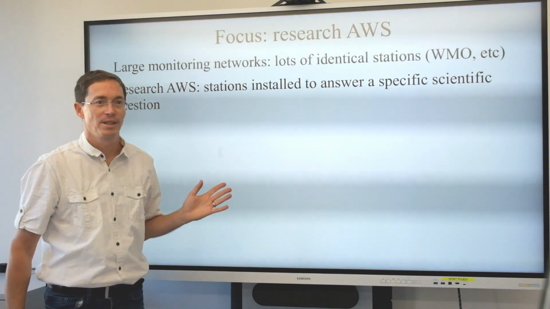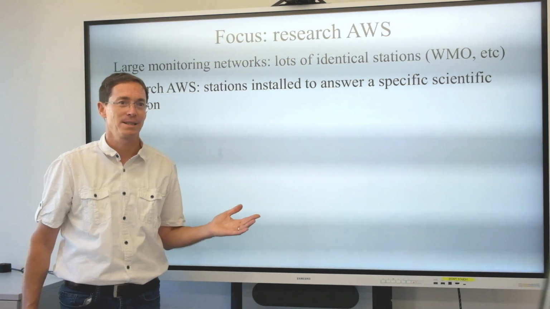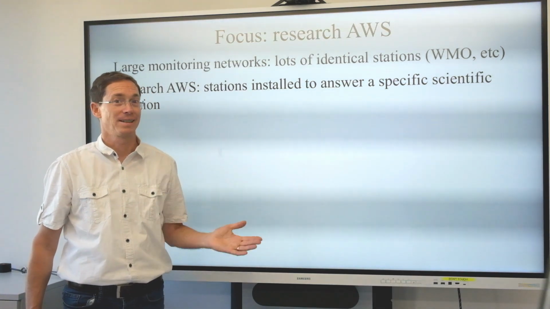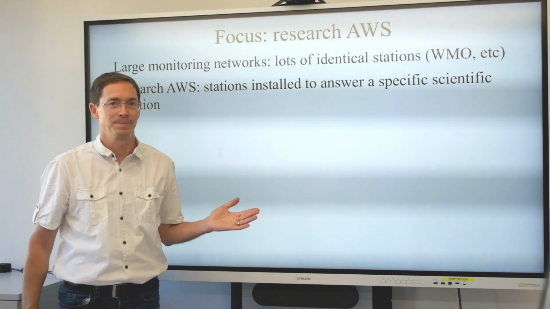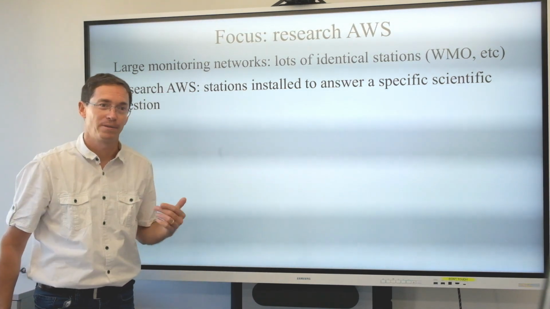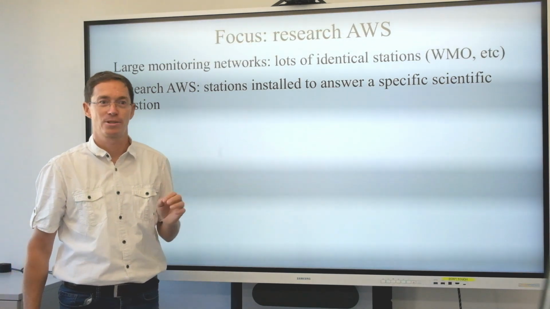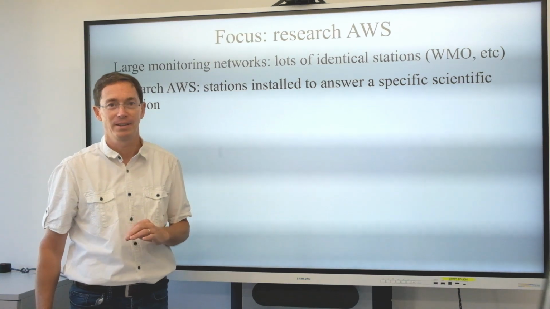If you look at large monitoring networks, for example the WMO network or the IMIS network in Switzerland, they are made of lots of identical stations, or almost identical. There's no need to do anything, they just work. On the contrary, research automatic weather stations have been installed to answer a very specific scientific question.